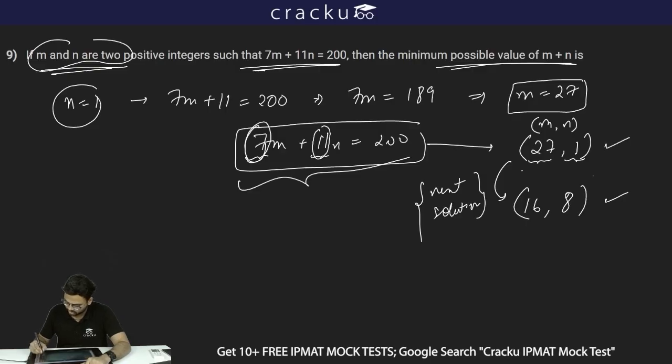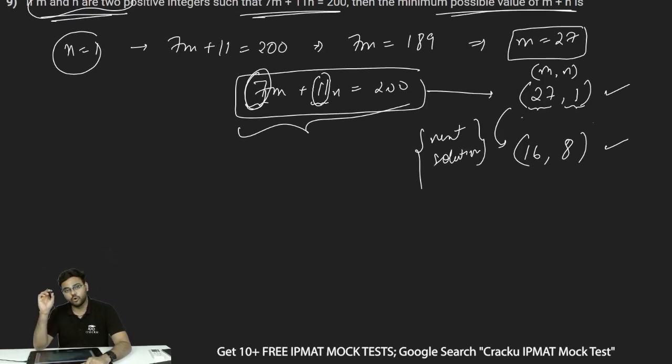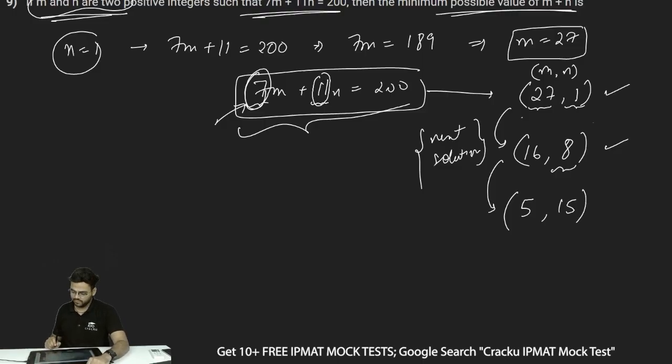So we have 27, 1 and 16, 8. Now again, I'll subtract the coefficient of n from the value of m. So this will be 16 minus 11, which is 5. Now since I have subtracted the coefficient of n from the value of m, I'll add the coefficient of m, which is 7, to the value of n. So this is 5, 15. Again, we can verify: 7 into 5 is 35, and 11 into 15 is 165. 35 plus 165 is 200. So 5, 15 is also a solution.